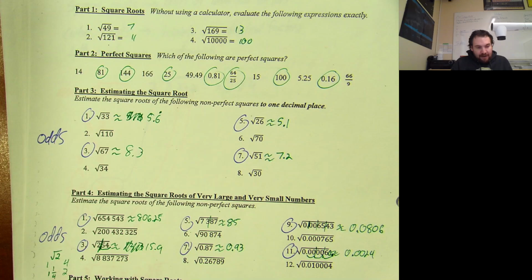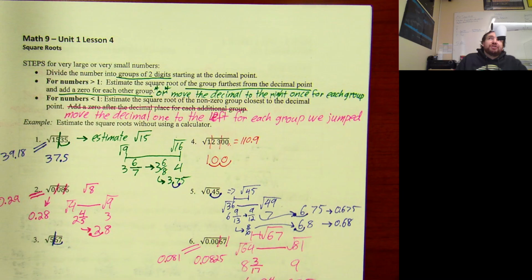Do we know our perfect squares? How many do we know? Maybe we should make a list. Let's make a list of perfect squares. We're going to make our lives a little bit easier here. Where do I want to put them? Let's put them here. Okay, so right at the top here, we're going to make a list of perfect squares.